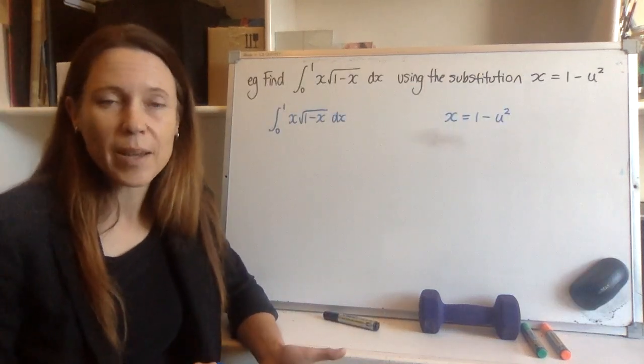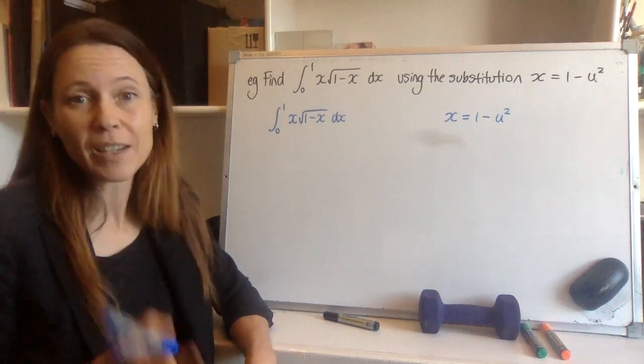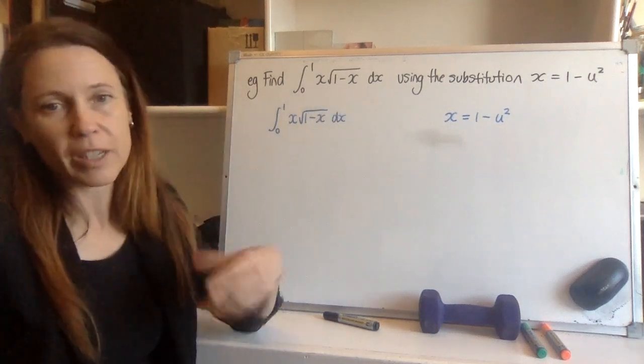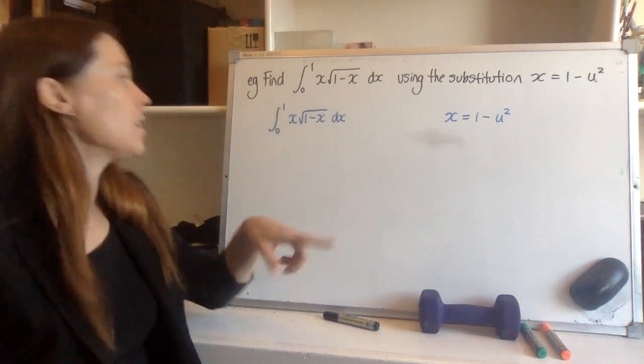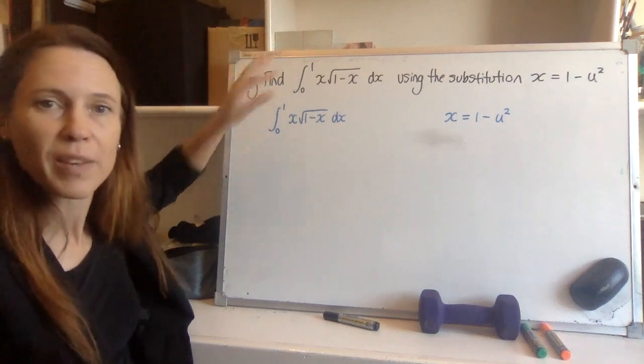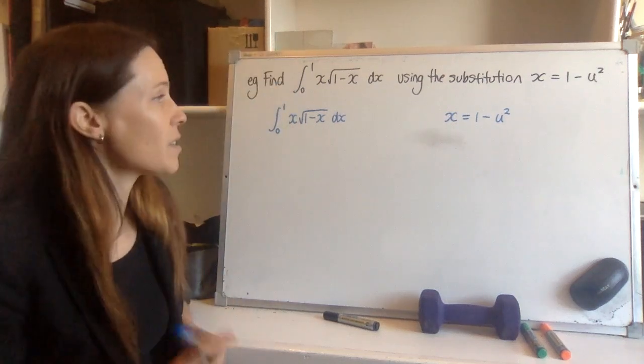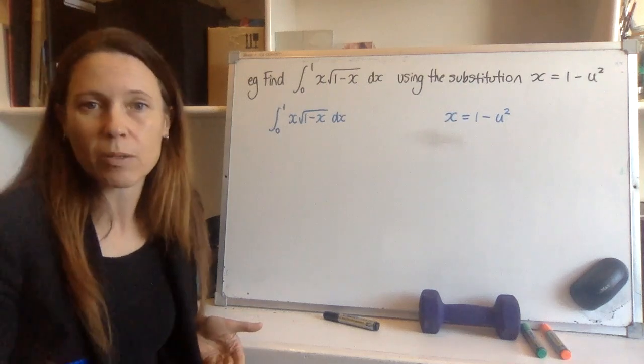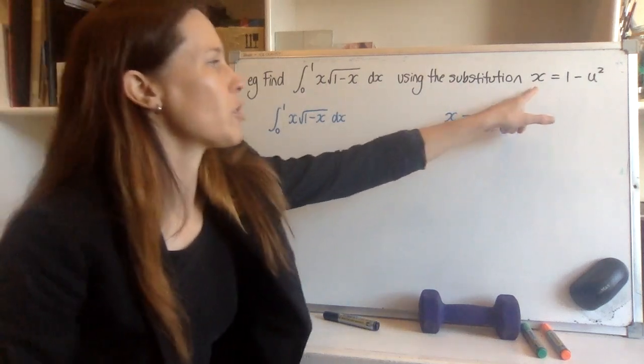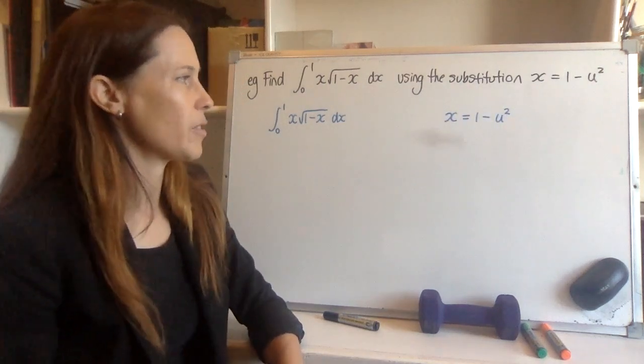Now, this first example will probably look a little bit familiar. We've done it twice already. Once when we looked at indefinite integrals, and then again when we looked at definite integrals. And in fact, we've answered this very question. But last time we used a substitution u equals something. And this time we have the substitution x equals 1 minus u squared.